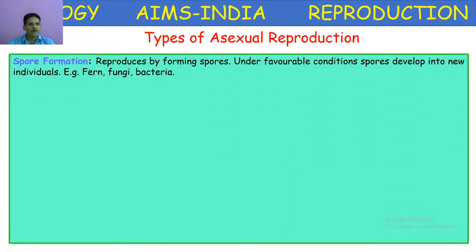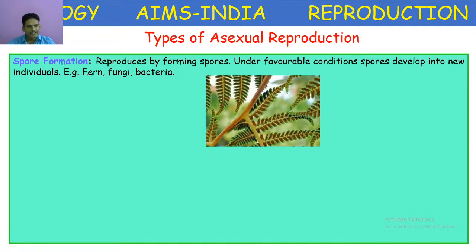Next, another type of asexual reproduction, spore formation. Spore formation is a type of asexual reproduction where there is no production of gametes and no fusion of gametes. Here, spores are produced. This is the most common method in fungi. Not only fungi, in cryptogams like fern, and even in some bacteria, spore formation takes place. One condition for the formation of spores or asexual reproduction is that the conditions are favorable, with plenty of food, and temperature and everything suitable. Then they undergo asexual reproduction. Under favorable conditions, spores develop into new individuals.